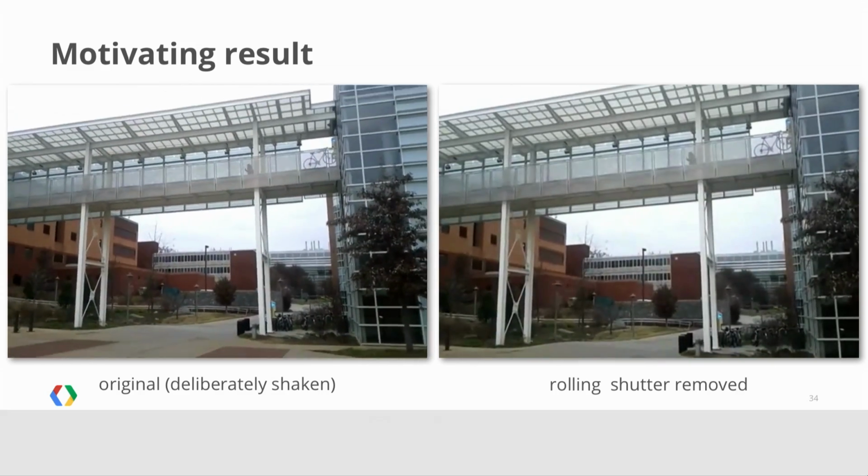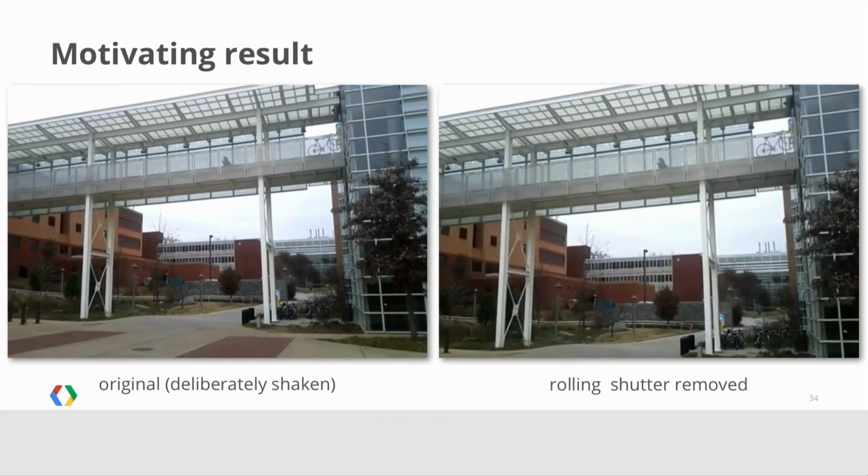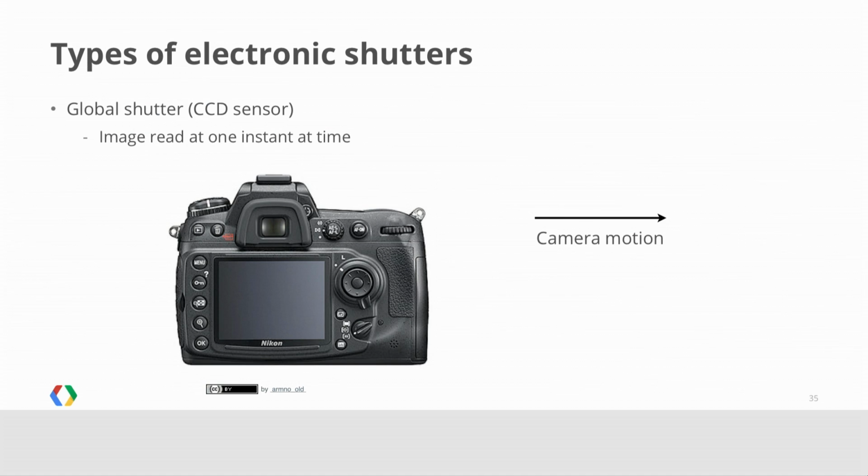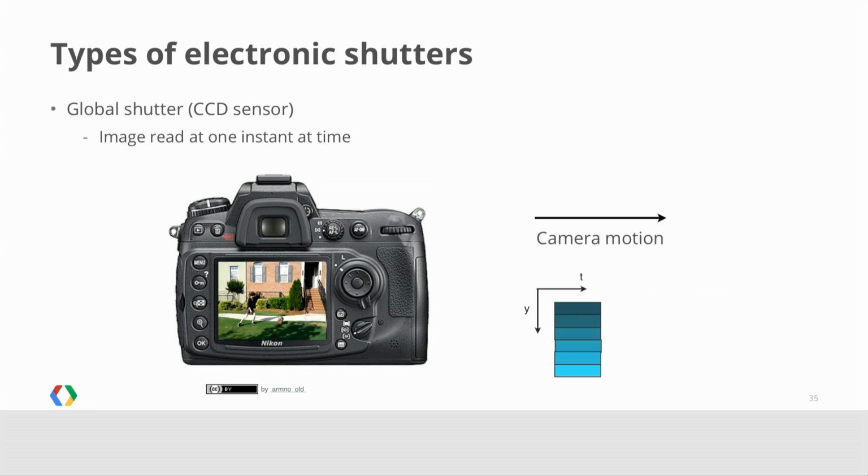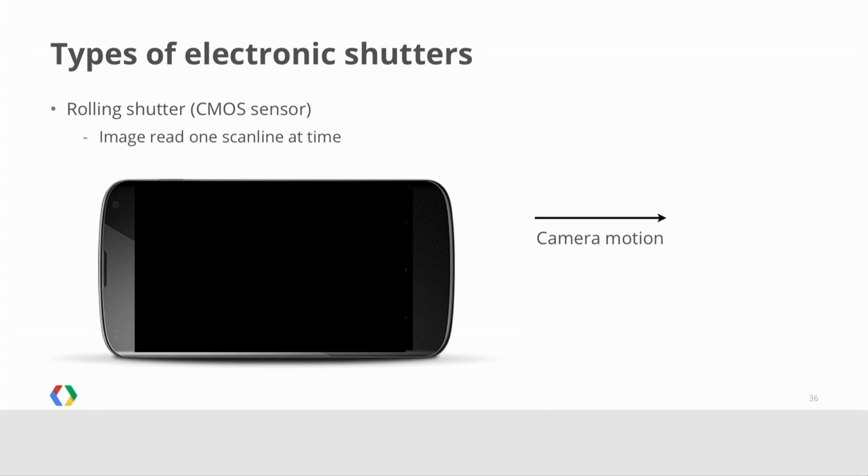Let's look a little bit into the details of why this problem actually exists. It exists because there are two types of electronic shutters. The classical shutter is that of a global shutter. In a global shutter, the image is captured at one instant in time. So we snap a picture or a video frame, then we move the camera slightly, we snap another picture, and we snap another picture. However, most cell phones use what is called a rolling shutter.